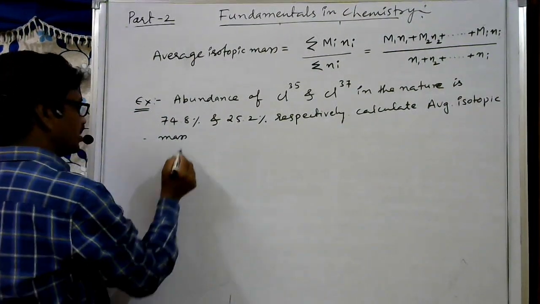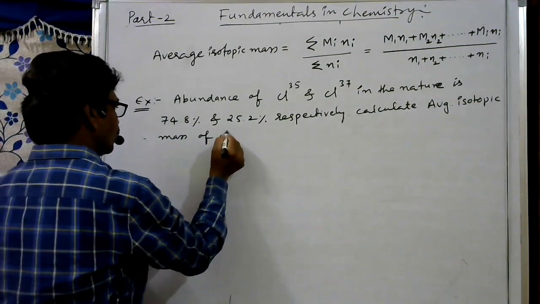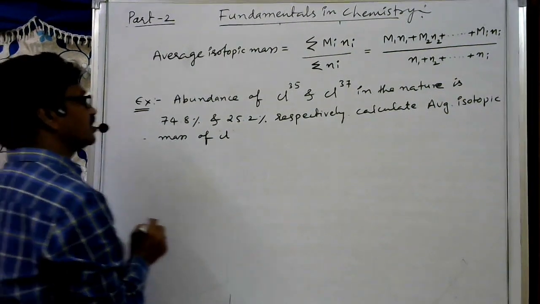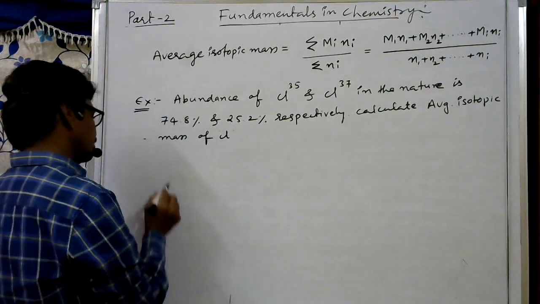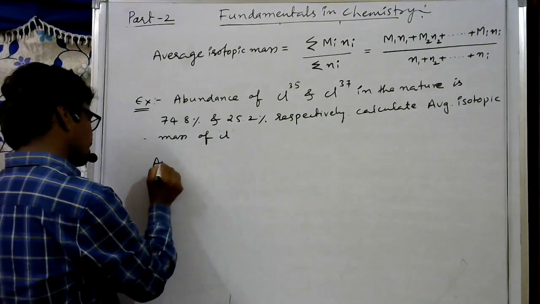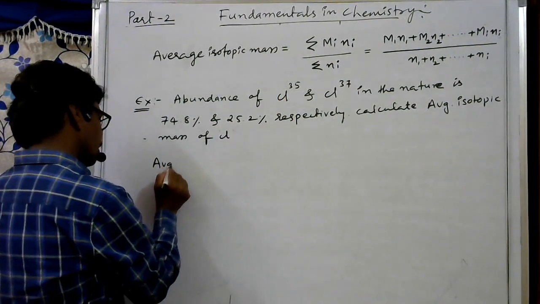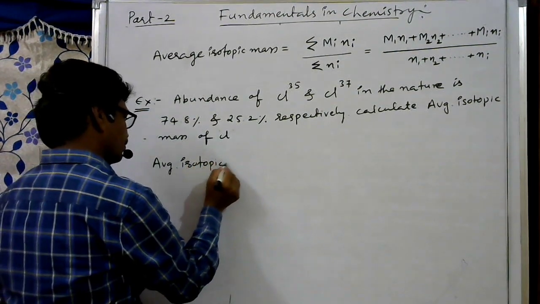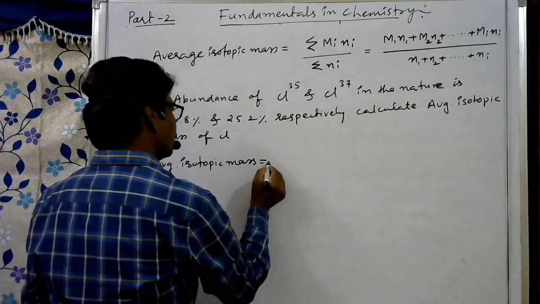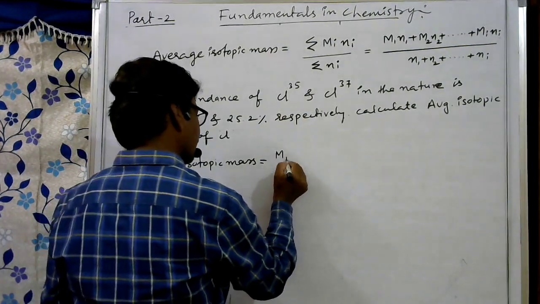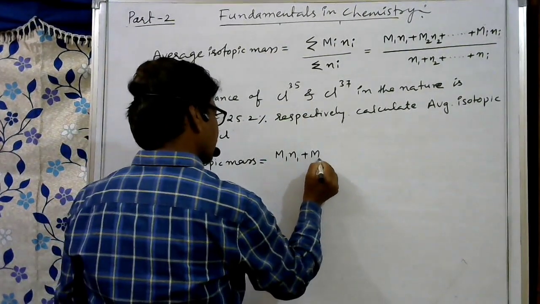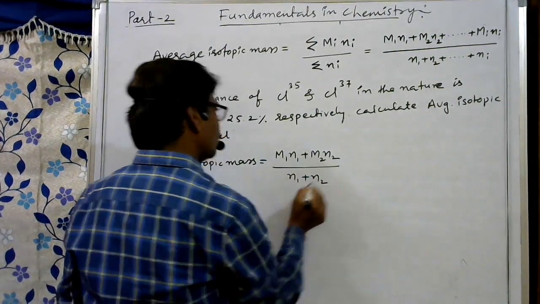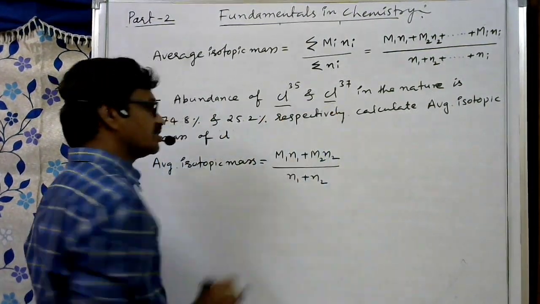Calculate the average isotopic mass of chlorine. They are asking about this question. See here, this is the formula you have to use. Here only 2 isotopes are there. So average isotopic mass equal to, I am writing, (m1 n1 + m2 n2) / (n1 + n2). Only 2, because 2 isotopes are there in nature.